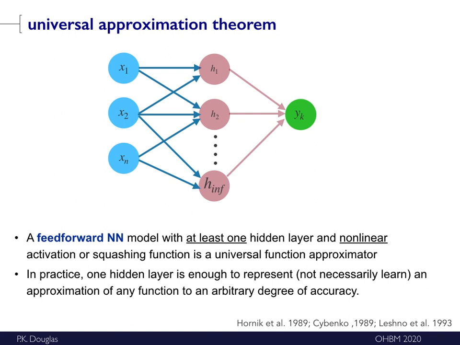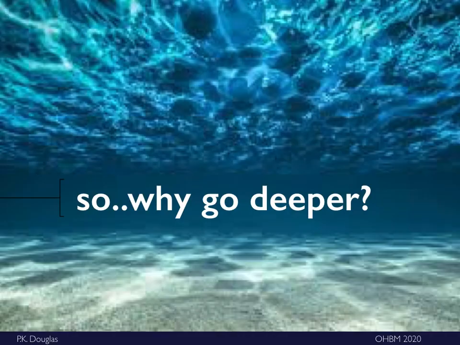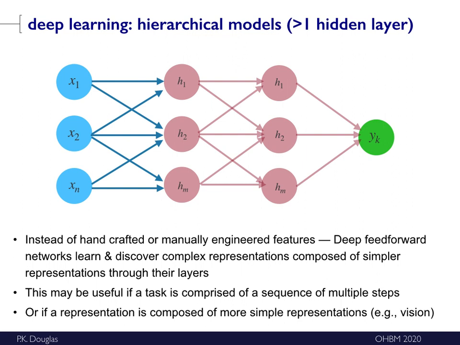So, if we can approximate any function with this simple feed-forward network, why would we bother going deeper? Well, deep learning models, of course, are hierarchical models that have more than one hidden layer. In contrast to manually engineered features, deep learning algorithms learn the features or representations through the data transformations across the layers. They can be very useful if the task requires multiple steps, or if a representation is composed of more simple elements, such as naturalistic images.